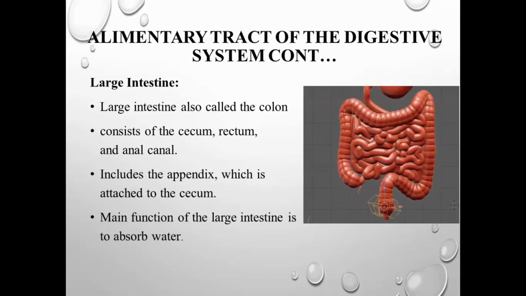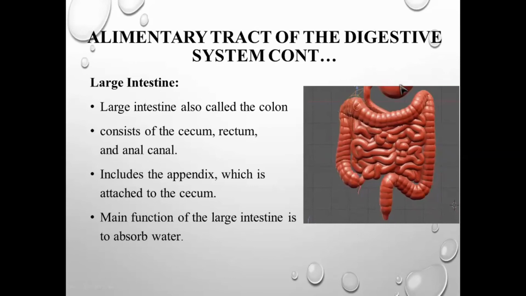The large intestine is also called the colon. The large intestine, called the colon, consists of the cecum, rectum, and anal canal, and includes the appendix, which is attached to the cecum. So this is your anal canal, this is the rectum, and this is the cecum. Completely, we call it the large intestine or colon.